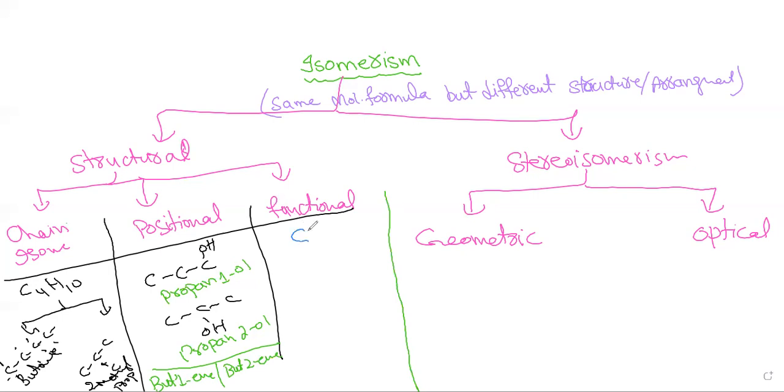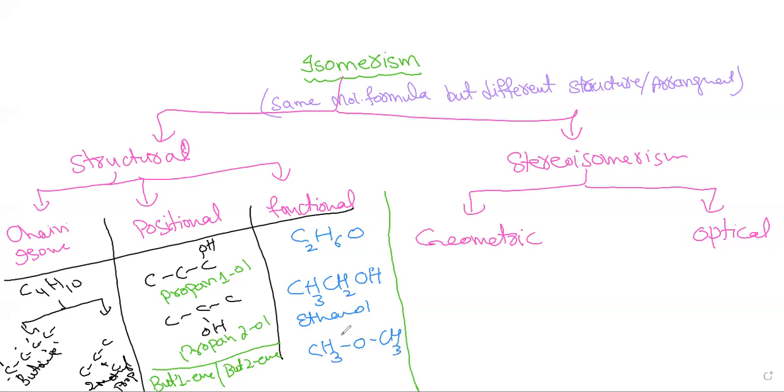How? If you have the formula C2H6O, you can have CH3CH2OH. What is its name, and what is its family or functional group? Ethanol. Okay. And the other one also has the same formula. What is its name?